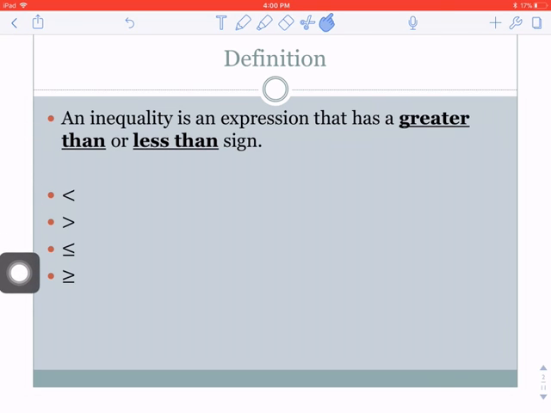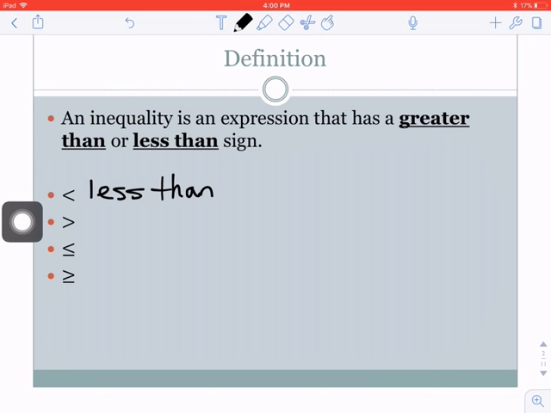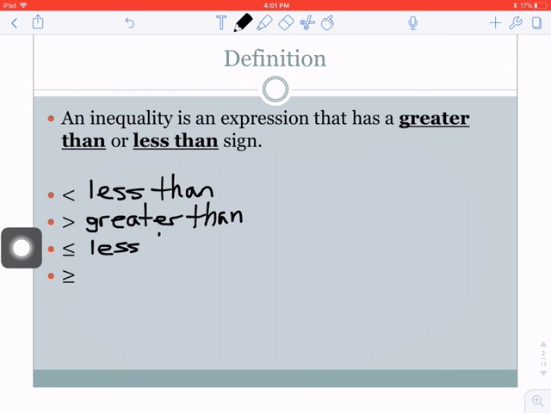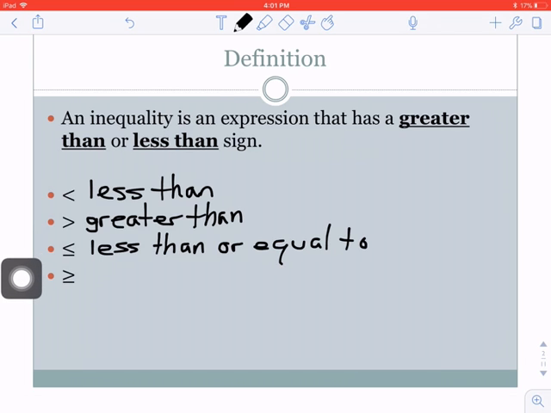Those are these right here. As you can see, there are 4 of them. So let's look at the first one. The first one is less than. All right, and the second one is greater than. And the third one is less than or equal to. And the fourth one is greater than or equal to.